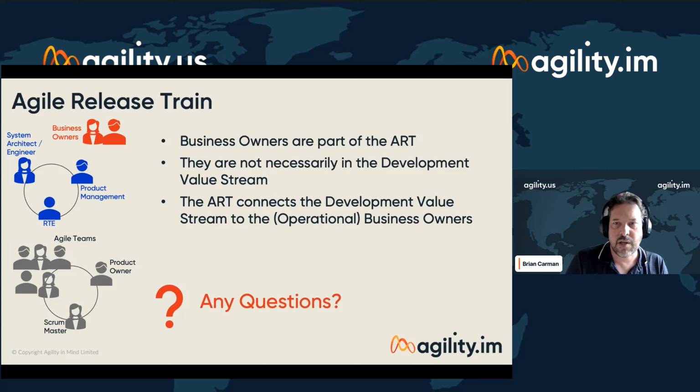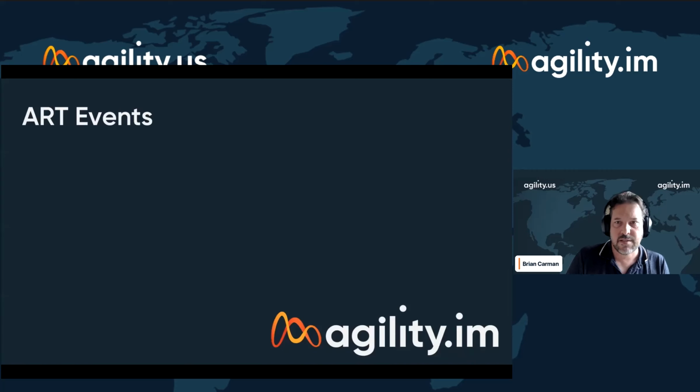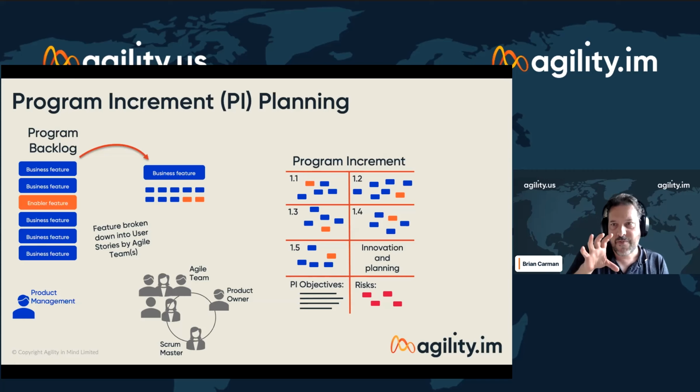So what we're going to do now is look at the Agile Release Train events. So we've spoken about things like PI planning, so I'm just going to talk about what that means in more detail. The first event that we have in an Agile Release Train is the program increment planning. And what we're looking at here is a backlog for that Agile Release Train, which is called the program backlog. And the people accountable for this is product management. So what they have is a list of priority features that this Agile Release Train should work on.